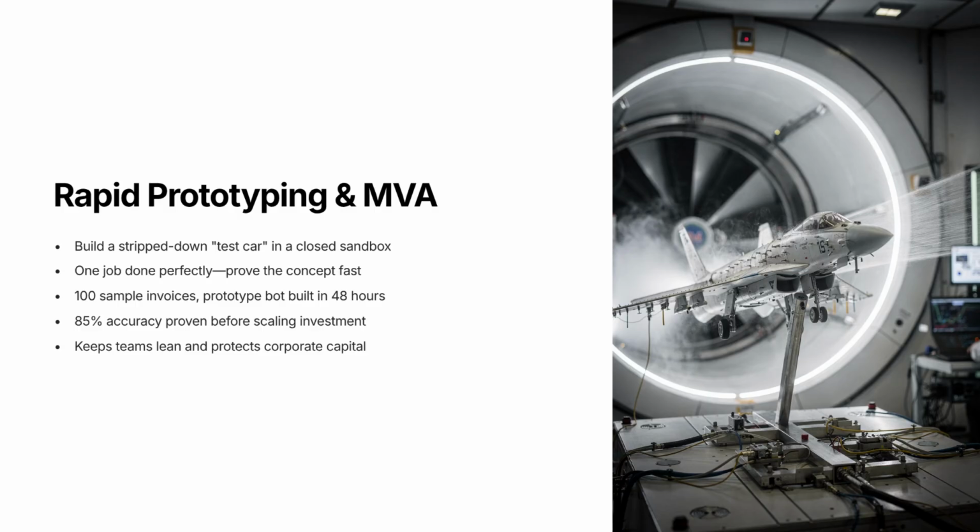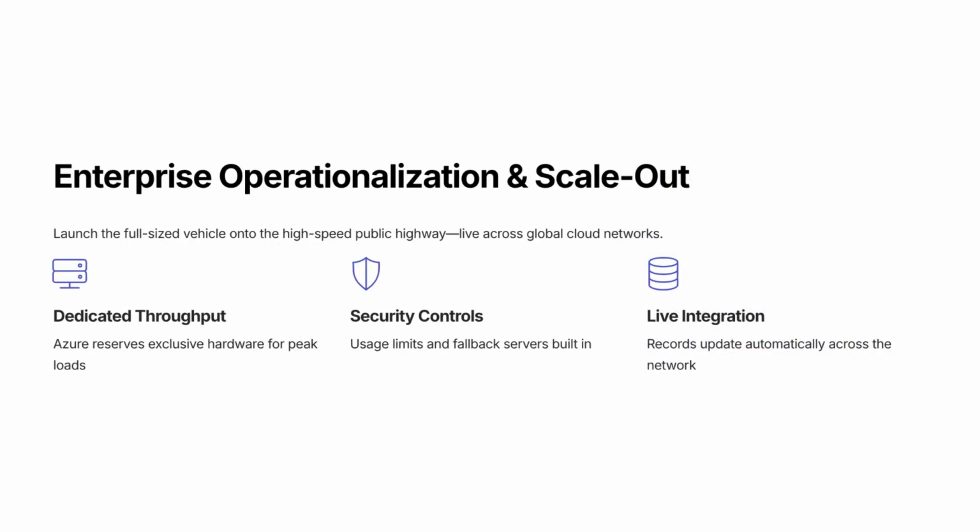So, now that we've proven our technical concept works beautifully inside a small testing sandbox, you might be wondering how we scale that small success up into a massive global system that handles millions of live transactions simultaneously. Well, that brings us right into our next step, which is analyzing the enterprise operationalization and scale out phase. Now that our test car has cleared the laboratory wind tunnel, we are ready for the big stage, which is enterprise operationalization and scale out.